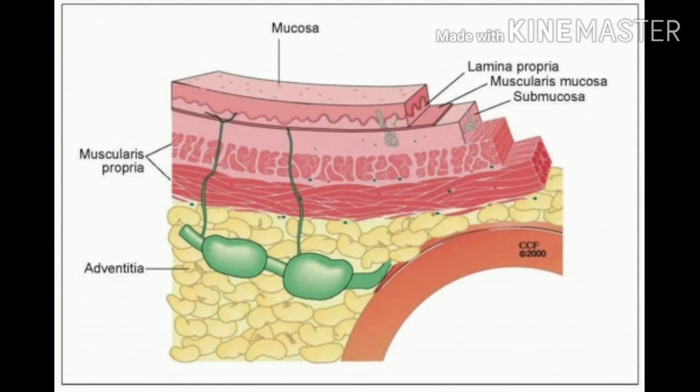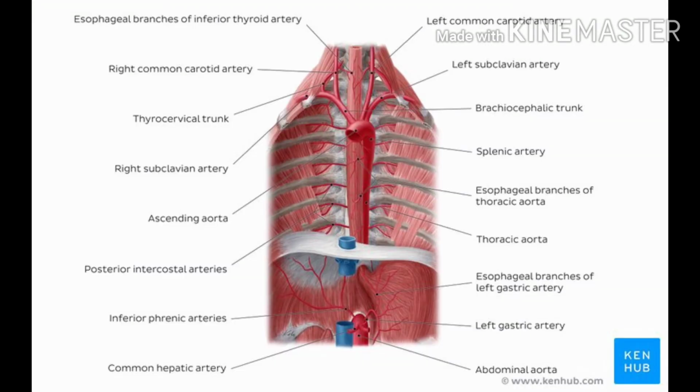Submucosa. It contains mucous esophageal glands. Muscular layer. In upper one third of the esophagus, it presents skeletal muscle. In middle one third of esophagus, it shows both skeletal and smooth muscles. In the lower one third of the esophagus, only the smooth muscle fibers are present. The last layer is fibrous membrane, called adventitia. It consists of dense connective tissue with many elastic fibers.